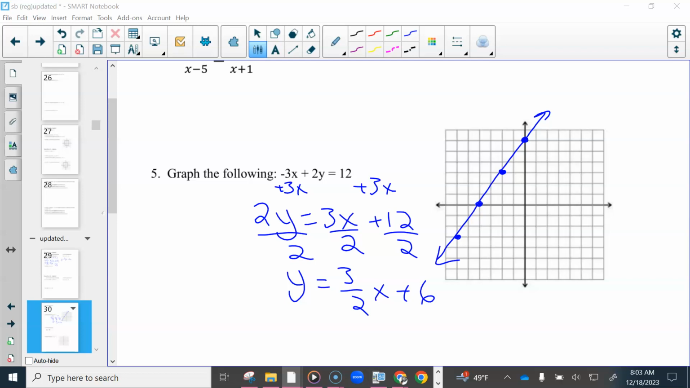Would 15 be direct? No. Why not? It doesn't go through the origin. Would 16 be direct? Yes. What's the k value? Negative 1 over 3.